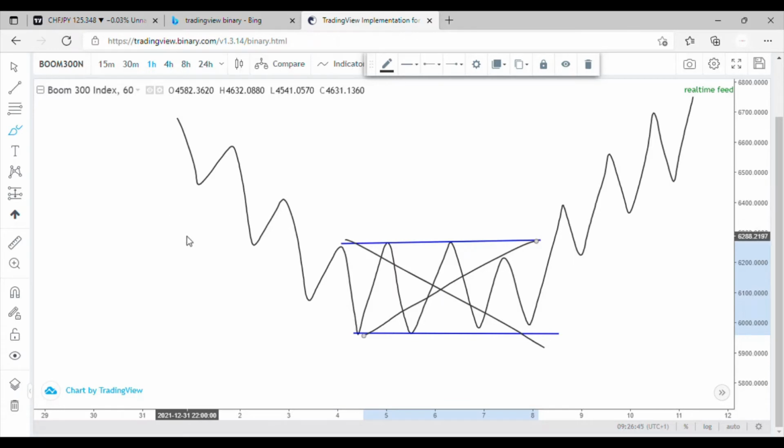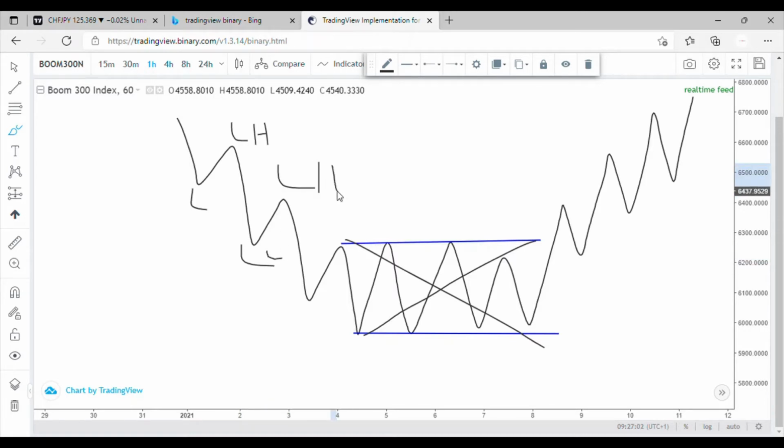So how do you know that the market is trending? First, you're going to have a low. Second, you're going to have a lower high. Lower low, lower high, right?